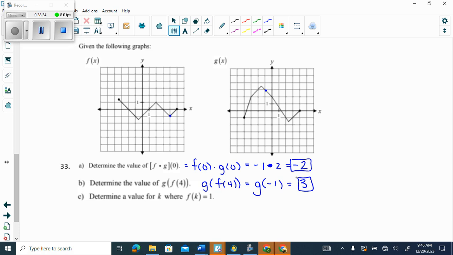Then this one, they want you to determine k. f of k equals 1. This is a grade 10 question, just so you know. This is, I need an x when y is what? When y is 1, I need the x. So I go like this. So what could my x's be? Whatever the heck that is. 1, 2, negative 2.8. And 2.